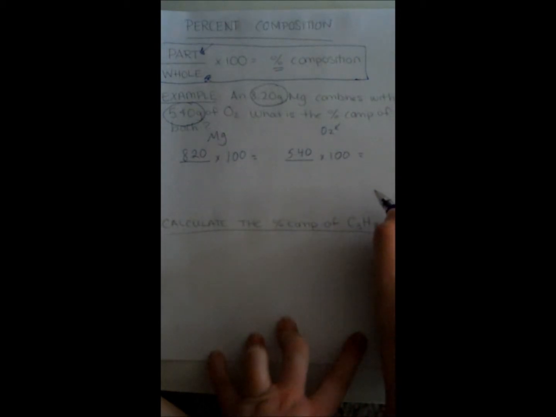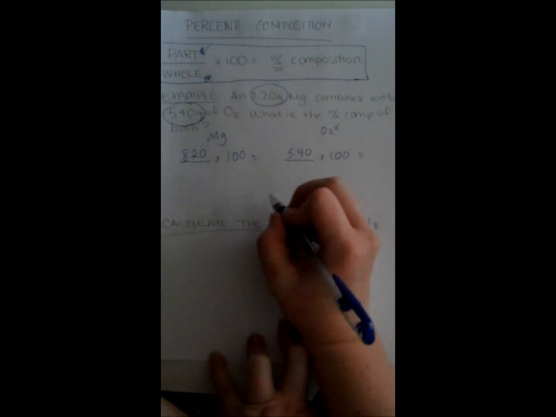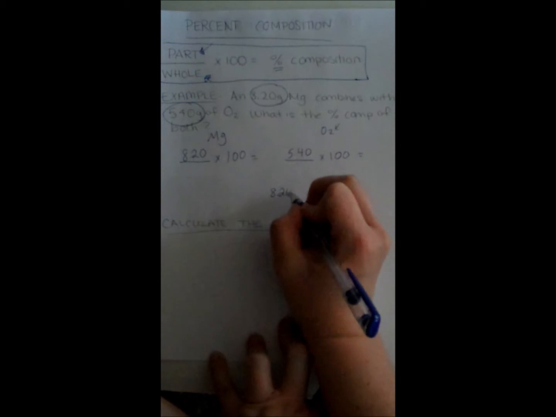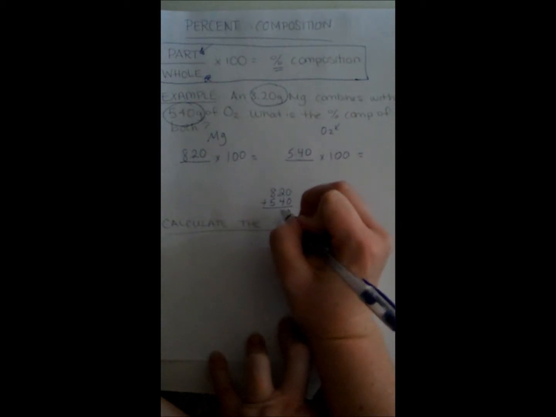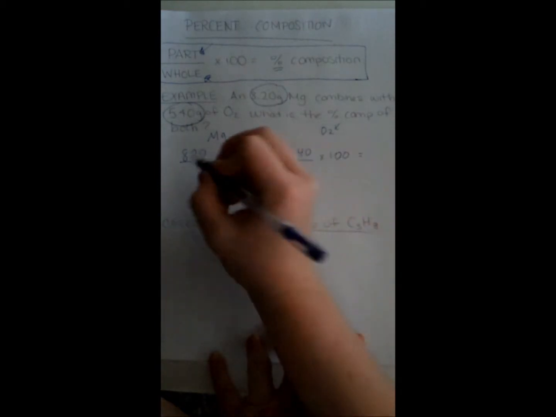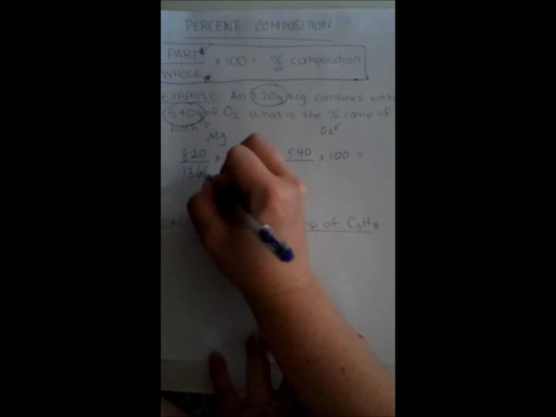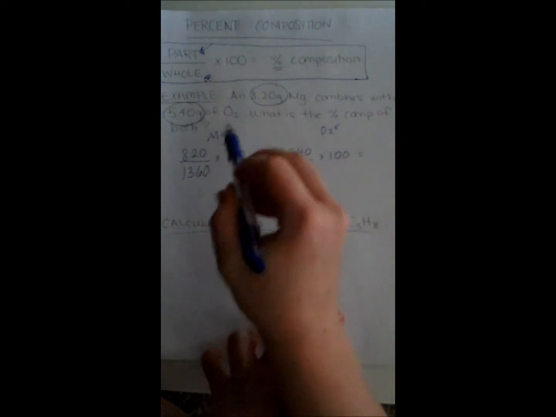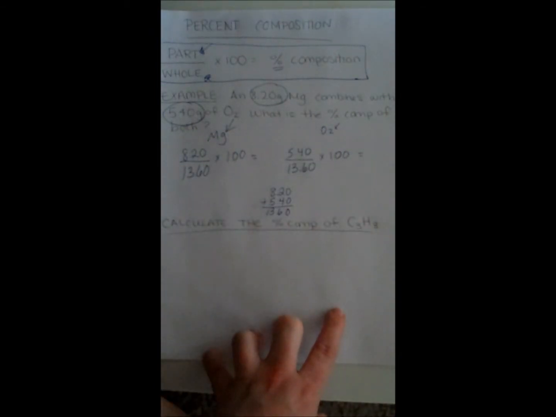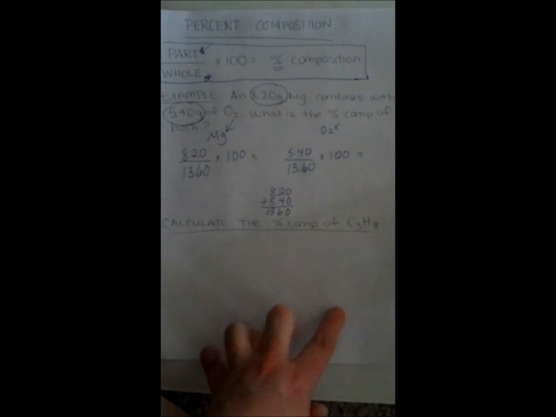Now, how do we get the whole? To get the whole, we're going to add up both our parts. So 8.20 plus 5.40, and we're going to have 13.6. So we put 13.6 on the bottom of both. Looking at it, we'll see that magnesium is going to have the higher percentage because it's a higher part.